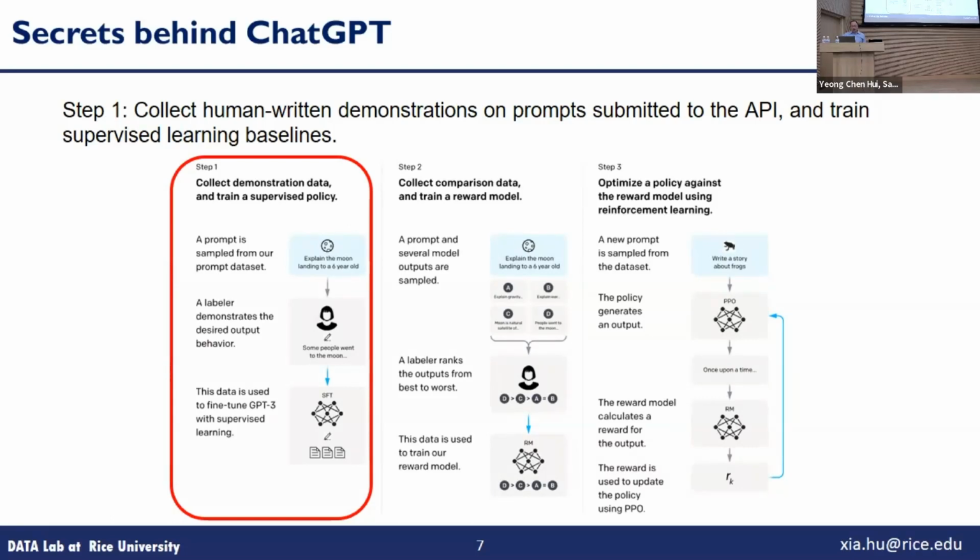And then a labeler demonstrates the desired output behavior. So here is the very first trick I would like to mention for why ChatGPT works so well. Because they somehow organize, collect, model, and integrate human feedback very nicely, in terms of providing the desired response to this specifically sampled prompt, such that they will be able to learn a supervised learning model to fine-tune GPT-3 results. And this is the very first time ChatGPT introduces human feedback into the process of training the model.